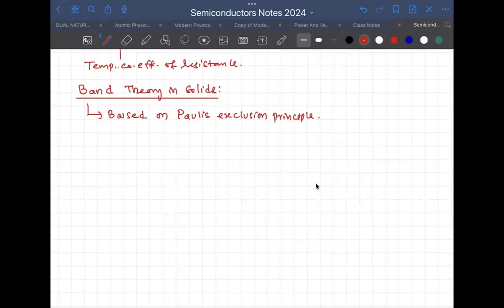Fine. What about the same situation in the case of a solid? When I am speaking about a solid, you will have nearly 10 to the power of 23 to 10 to the power of 26 atoms per unit volume. Now what happens? For example, take an atom with configuration 1s2, 2s2, 2p6, 3s1, atomic number 11. That one electron under isolated condition will have a definite, unique energy.